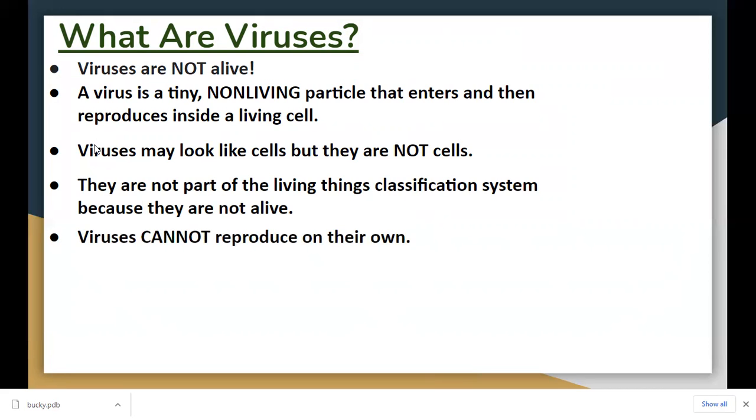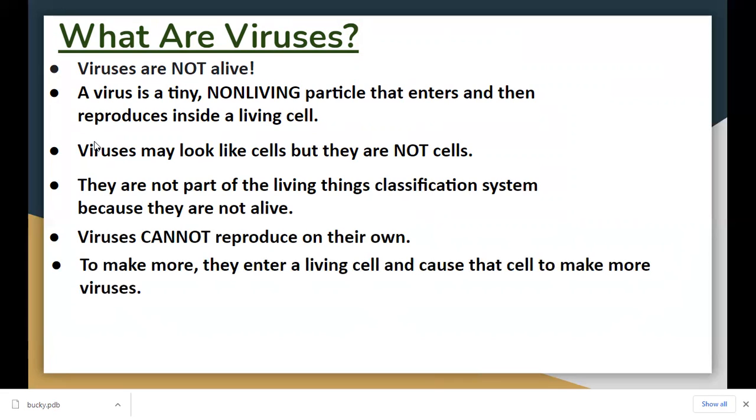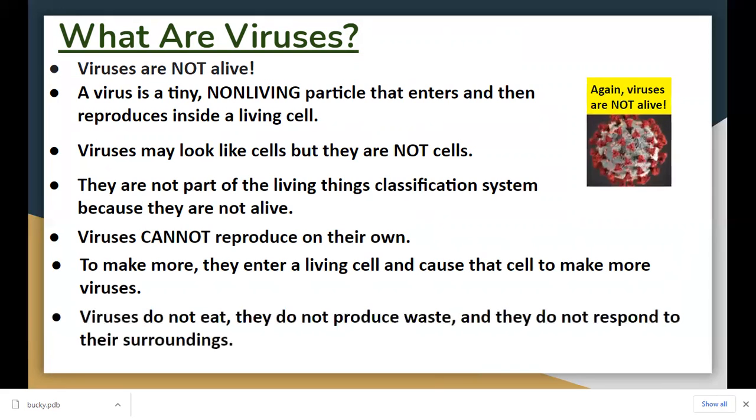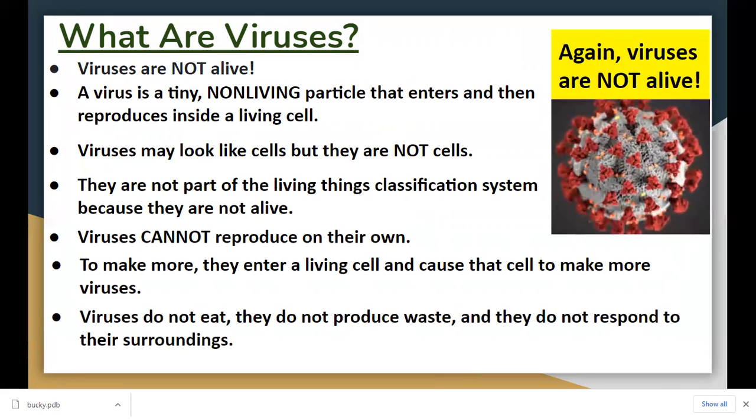Viruses cannot reproduce on their own. To make more, they enter a living cell and cause that cell to make more viruses. They don't make the viruses themselves. They make the cell do it. Viruses do not eat. They do not produce waste. They do not respond to their surroundings. Again, viruses are not alive.